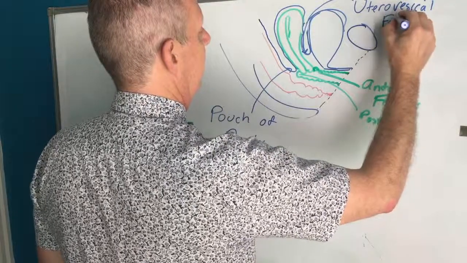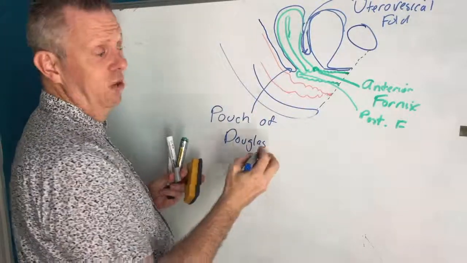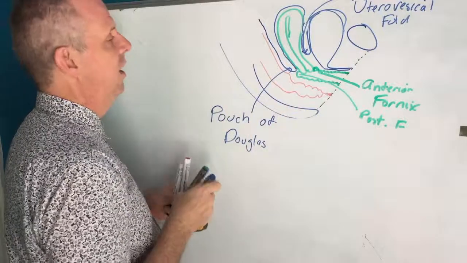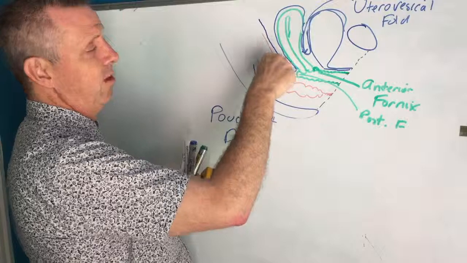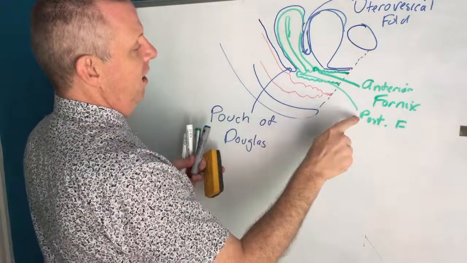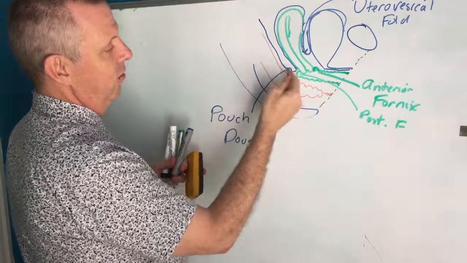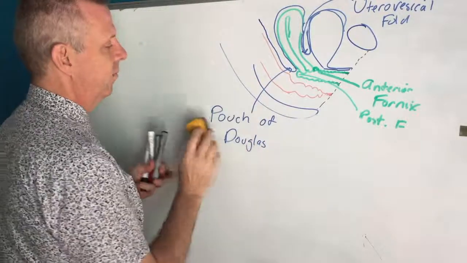vesical fold. Pouch of Douglas is significant because some people can get endometriosis and it can collect in this area here and give discomfort. And also if there's bleeding internally, on ultrasound they may see fluid in the pouch of Douglas, so that's an important sign. And you can see that the posterior fornix and the pouch of Douglas are very closely related, so it's often just very few layers of skin there.